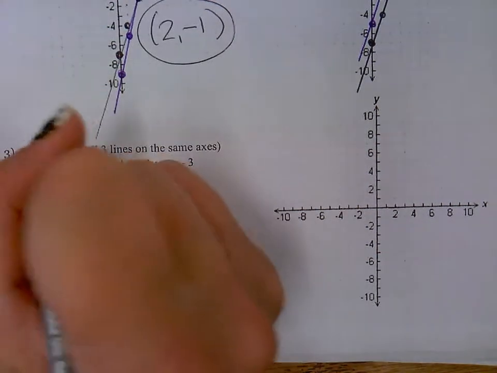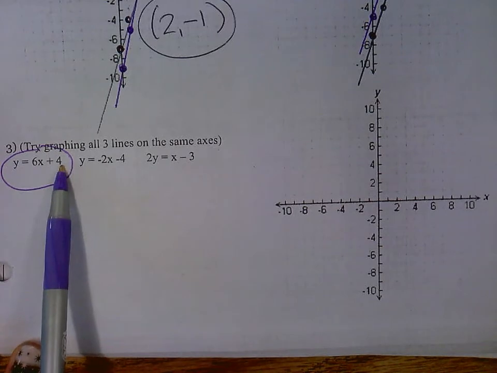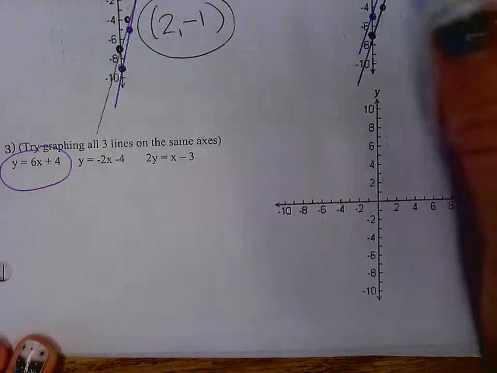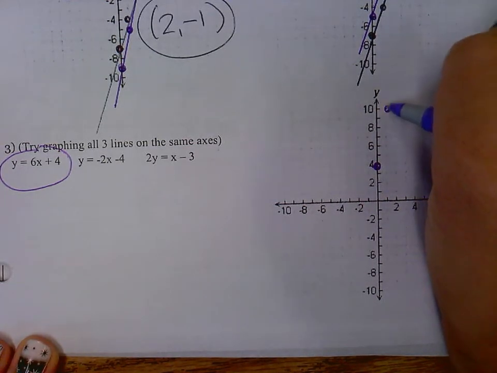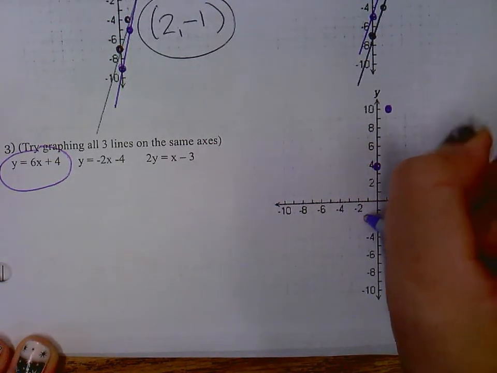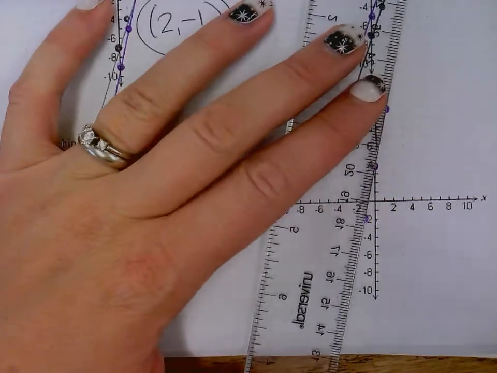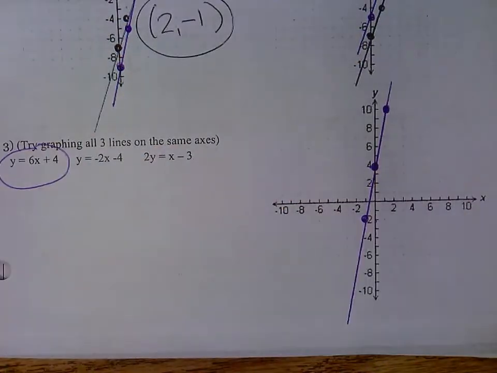So here's a purple line. I start at 4, and I'm going to go up 6 over 1. So I start at 4. Up 6 over 1 puts me at the top at 10, and down 6 over 1 puts me down here at -1. I like the ruler just because it's kind of hard with 3 lines. So there's my purple line.